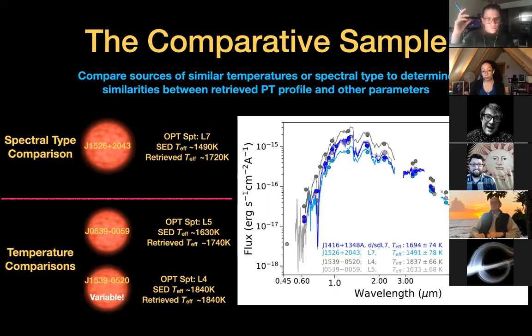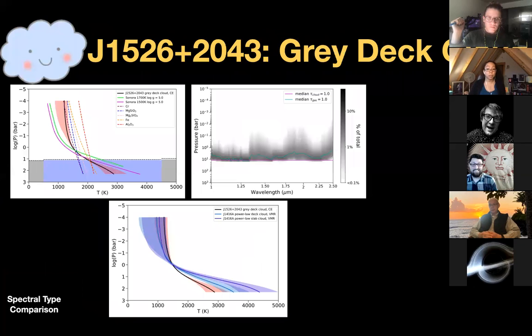And the second object we have is J1539. Interestingly, this one has both its SED and retrieved temperature identical at around 1840. And this one's really interesting because it's a variable object, and we think its variability is due to cloud features. So I want you to keep this in mind as we get to the results from the retrieval for this object. So looking at the spectral type comparison, J1526, we see it's best fit by a gray deck cloud.